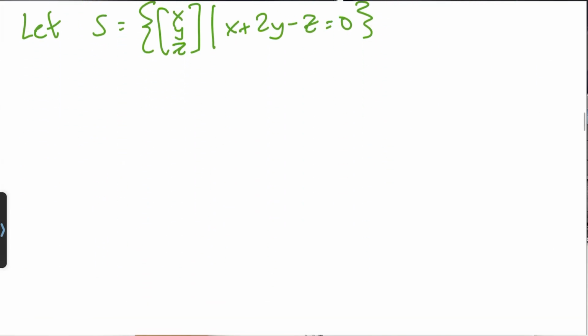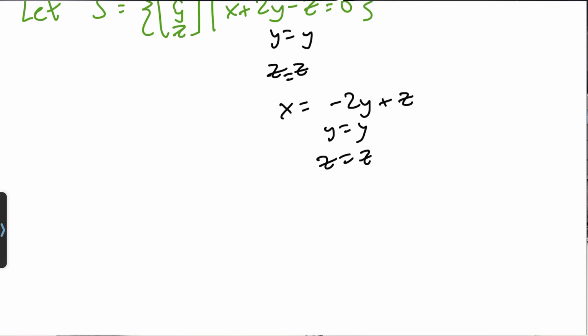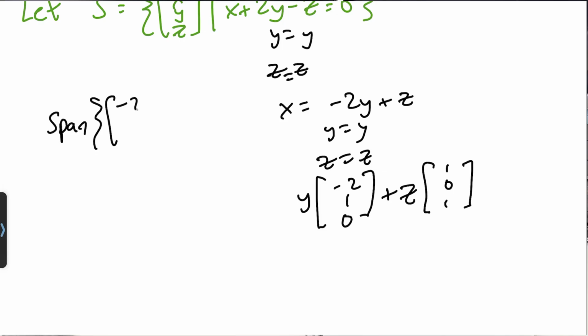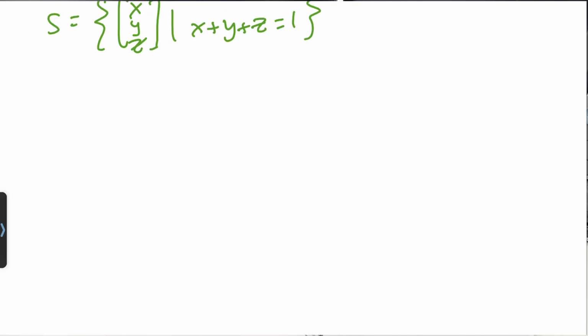So let's do this example. Let S equal xyz such that x plus 2y minus z equals 0. Essentially, we can think of this as having y equals y and z equals z here. It's just not shown. So let's set x equal to something. That's going to be negative 2y plus z. And then we have these remaining 2, which means we're going to have y times negative 2, 1, 0 plus z times 1, 0, 1. And we can write this as span of negative 2, 1, 0, 1, 0, 1. And since we have this span, it exists, this is a subspace. And while we haven't gotten into basis yet, it's good to know that these 2 vectors here are a basis for S.